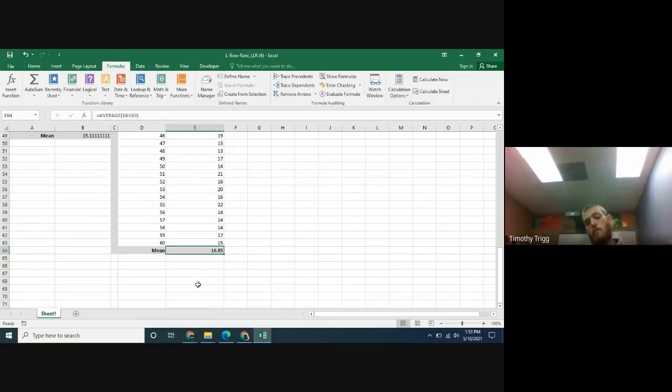So we know there's a difference in mean, right? We can see there's a difference in the mean, the average number of people. That's normal. We expect that. But is it a statistically significant difference? That's what we need to find out.